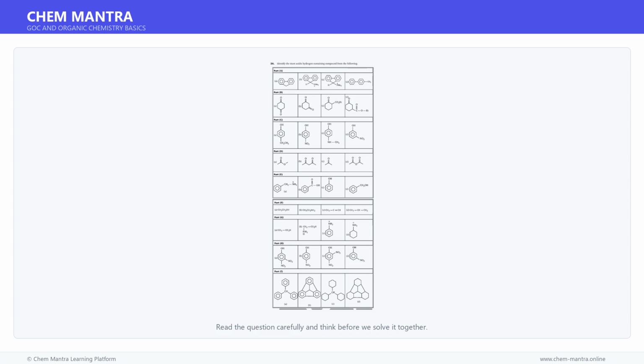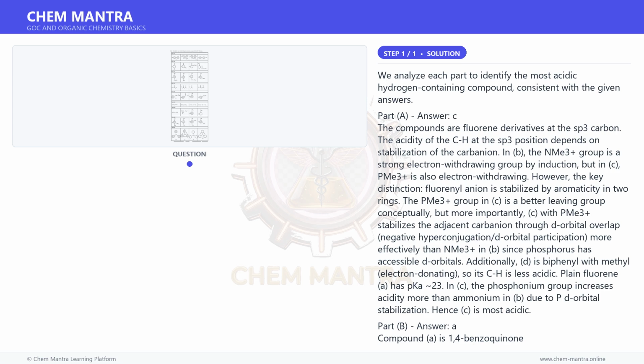Here is a matching type question on general organic chemistry. Study the items in both columns carefully. Try to work out the matching before we solve it together. Let us now begin solving this step by step. We analyze each part to identify the most acidic hydrogen-containing compound consistent with the given answers.